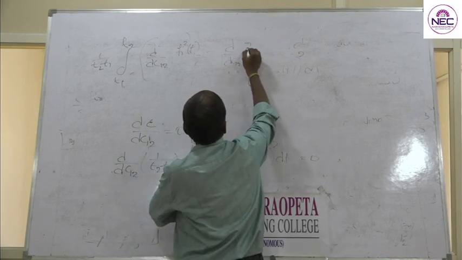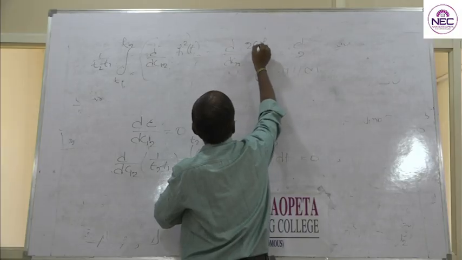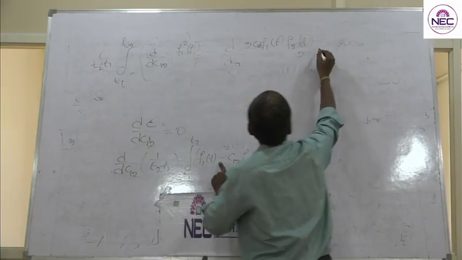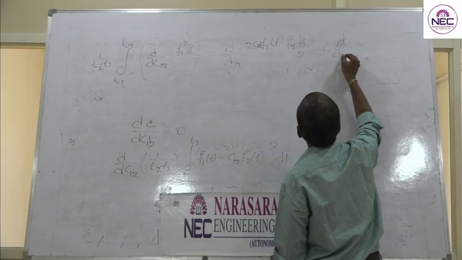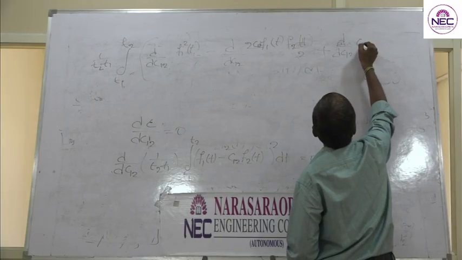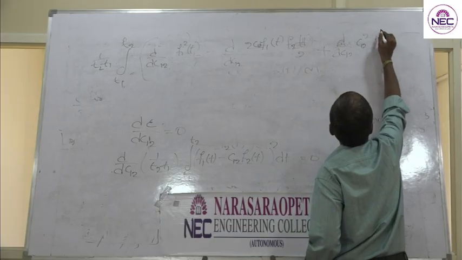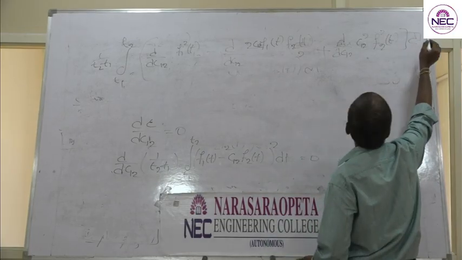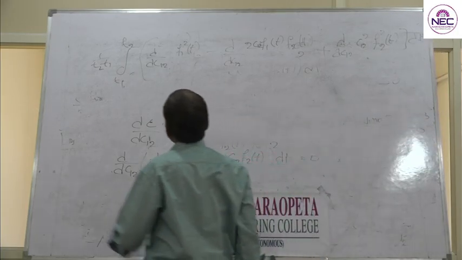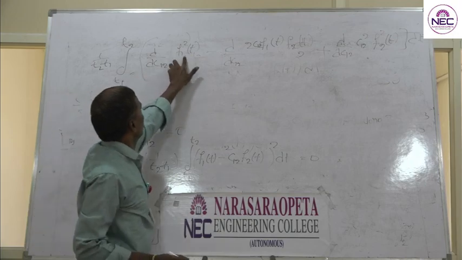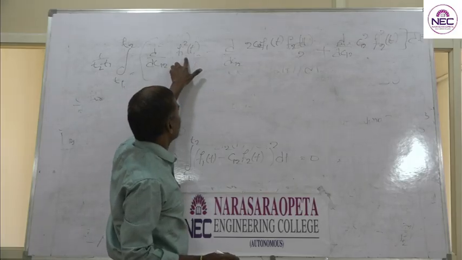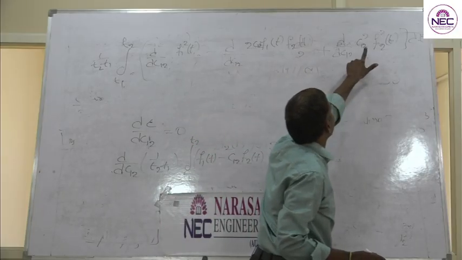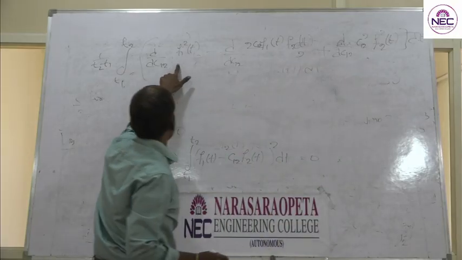minus d by d c12 of 2 c12 f1 of t f2 of t, plus d by d c12 of c12 square f2 square of t, dt equal to 0. Since this term does not contain c12, it is treated as a constant. Differentiation of a constant is 0. Here there is a c12 term, and here there is a c12 term, so we can differentiate these two, but here the result is 0.